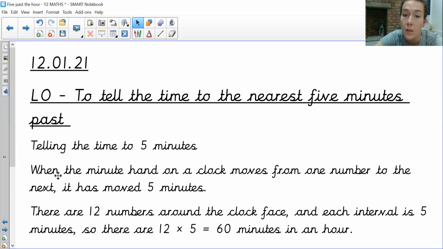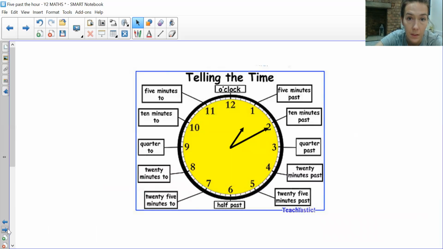So when the minute hand on the clock moves from one number to the next, it has moved 5 minutes. As we know, there are 12 numbers around the clock face, and each section or interval is 5 minutes. So there are 12 lots of 5, which means there are 60 minutes in an hour. Okay, linking it to your 5s. Right, let's have a look at this example together.